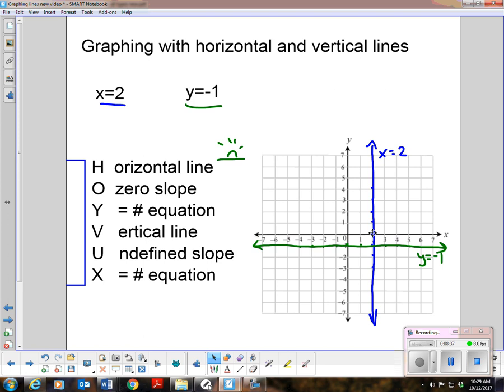And so that is graphing a horizontal and vertical line. Those can be easy if you get this process down and remember HOY-VUX, and it can be difficult if you don't. And that's everything for graphing all the different types of lines that you may see in geometry and probably in Algebra 1 also.